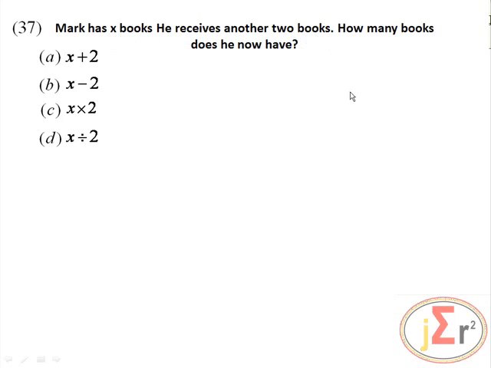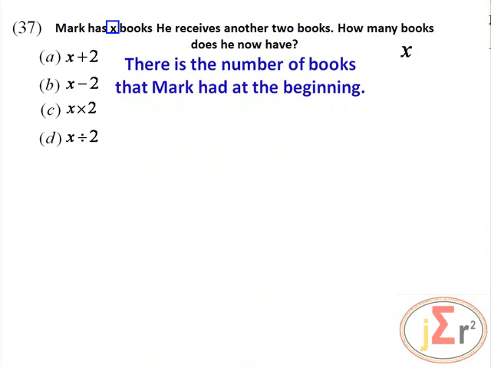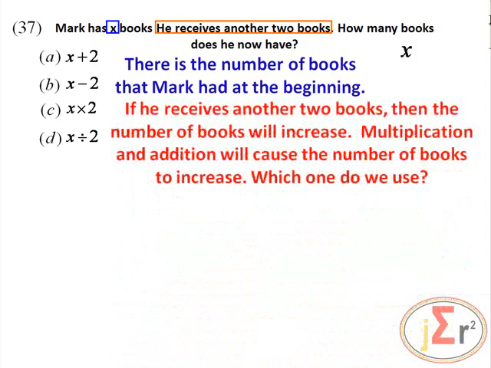And he receives another 2 books. The number of books is represented by X. He has X books. There's the number of books that Mark had at the beginning, X books. He receives another 2 books. Give him 2 more. If he receives another 2 books, then the number of books will increase. Multiplication and addition will cause the number of books to increase. Which one do we use?